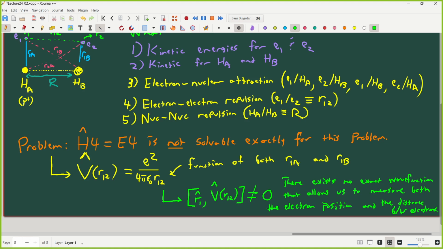So the problem now is that there's no way to solve this exactly. There's no way to get the information we want, which is what the electrons do and where they exist together.